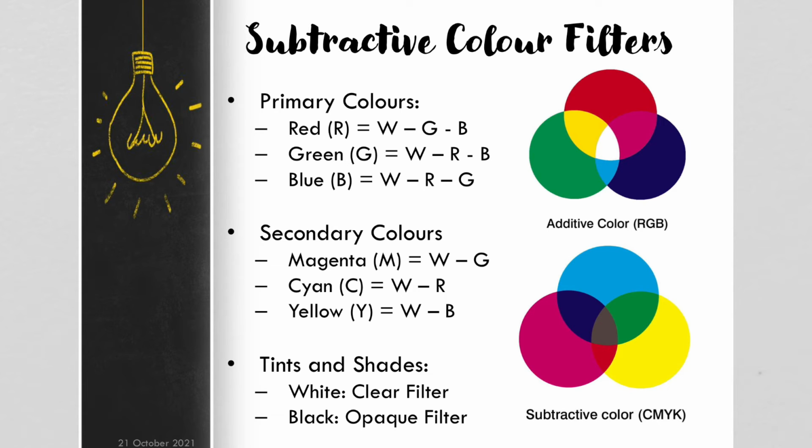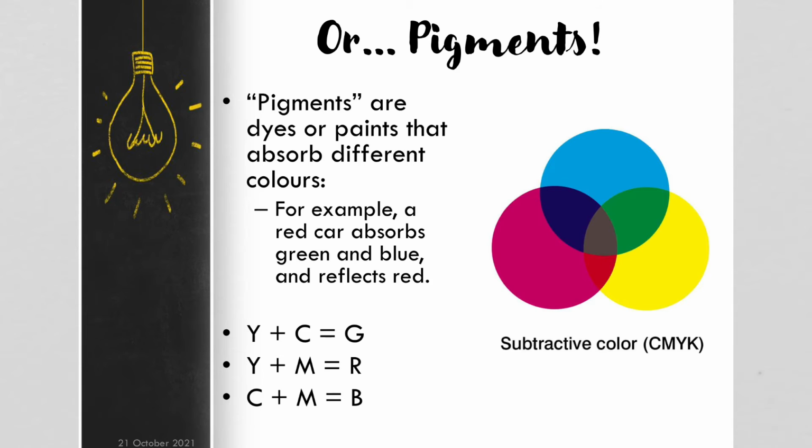For tints and shades, for white you would use a clear filter, and for black you'd use an opaque filter. Or you can use pigments. Pigments are dyes or paints that absorb different colors. For example, a red car absorbs green and blue and reflects red.